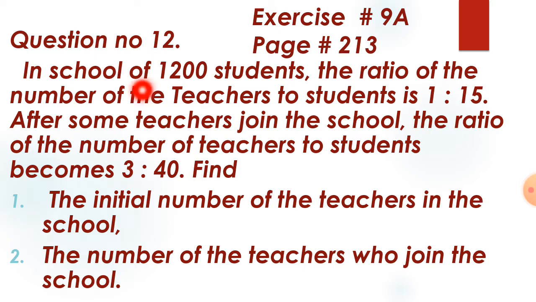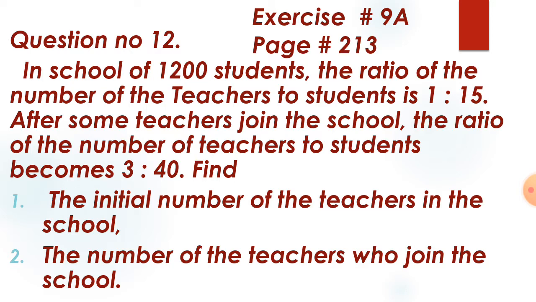Question number 12 is there. That's exercise 9A, page 230. This question is present in the book as well on page number 230. In a school of 1200 students, the ratio of the number of teachers to students is 1:15. After some teachers join the school, the ratio of the number of teachers to students becomes 3:14. Find, number 1, the initial number of teachers in the school. Number 2, we have to find the number of teachers who join the school.